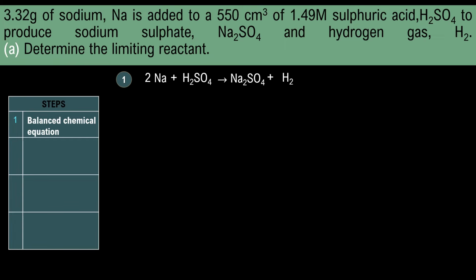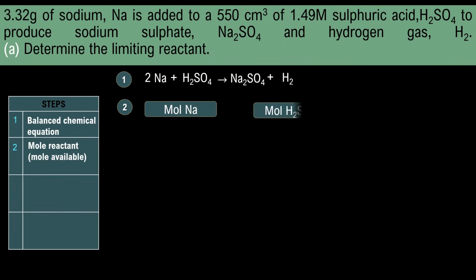Kalau dalam soalan tu dia dah siap-siap bagi equation, kita kena check dulu sama ada equation tu dah balance ke belum. Kalau equation tu tak balance dan kita pun tak balancekan dia, nanti pengiraan kita semua akan jadi salah. Step 2, calculate mole of reactant. So for step 2, kita tengok dulu equation dekat step 1, kenal pasti apa reactant yang kita ada. So kita ada sodium dan juga H2SO4, so kita kena calculate both mole of sodium and also mole of H2SO4.